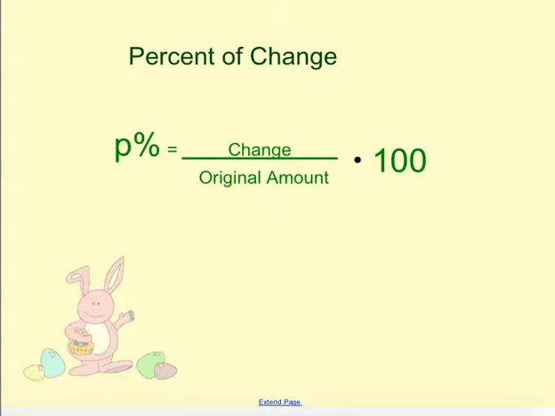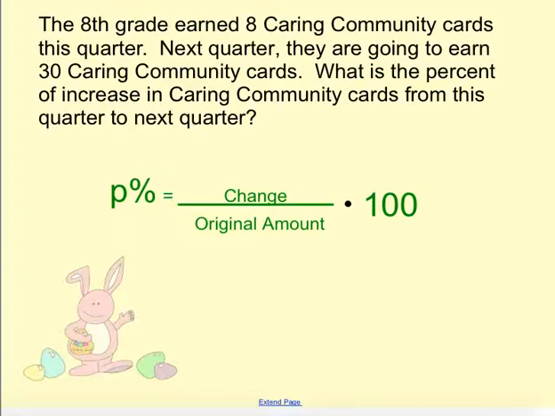Well, we do have a formula that we can use to talk about percent change. And what we do is say, if we are finding the percent change, we will find the change amount divided by the original amount and then multiply by 100 so that we can take that decimal that we're going to get and put it into percent form.